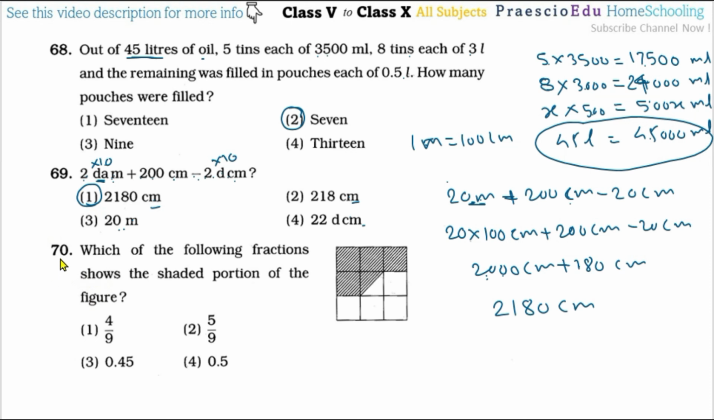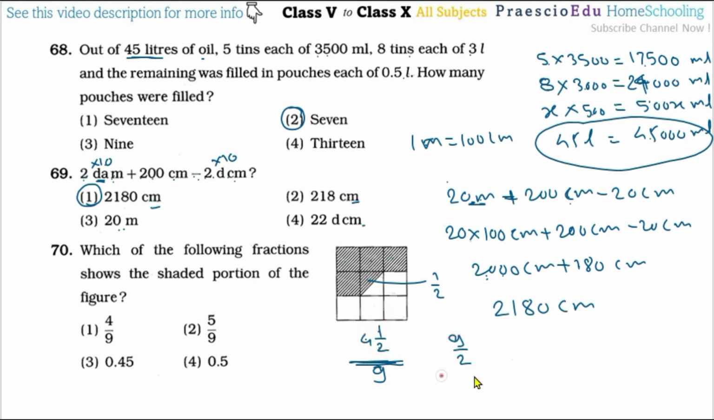Now question number 70: which of the following fractions shows the shaded portions of the figure? Now the total is 9. Out of the 9, how many are shaded? 1, 2, 3 and 4, and again a half. So this half means 1 by 2, and these are the 4. So that is 4 and 1 by 2. Then, 2 by 4 is 8, 8 plus 1 is 9, so 9 by 2.